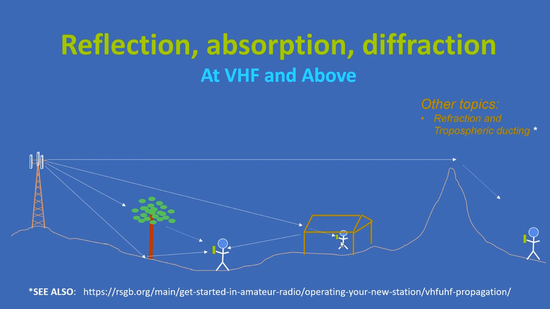But in order to get to the person in the house, who's carrying a cell phone, little yellow guys are cell phones, in order to get into the house, the signal has to penetrate through the sidewall of the house or the windows or the roof. So only a little bit of the signal gets in. Some of it may be reflected off.